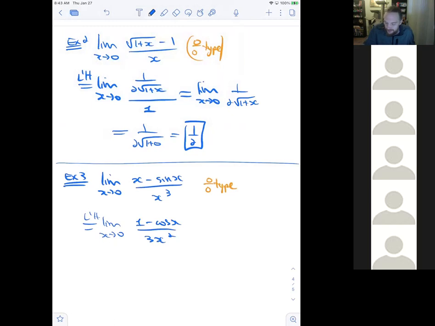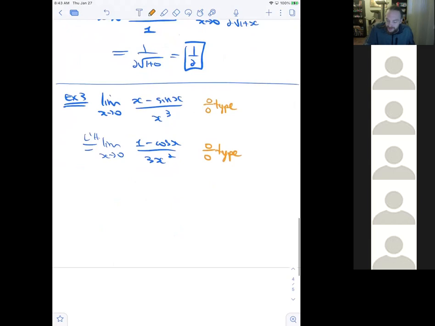This is still 0 over 0 type. Cos of 0 is 1, 1 minus 1 is 0, so I'm still going to get 0 over 0 type. So I can use L'Hopital's rule again. Now I'm going to get the limit as x approaches 0 of sine x over 6x. This is sine x over x, or I can write this as 1 over 6 times the limit as x approaches 0 of sine x over x.